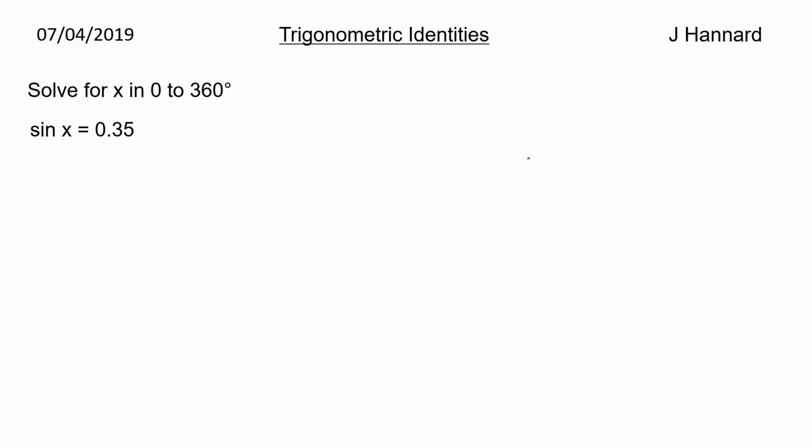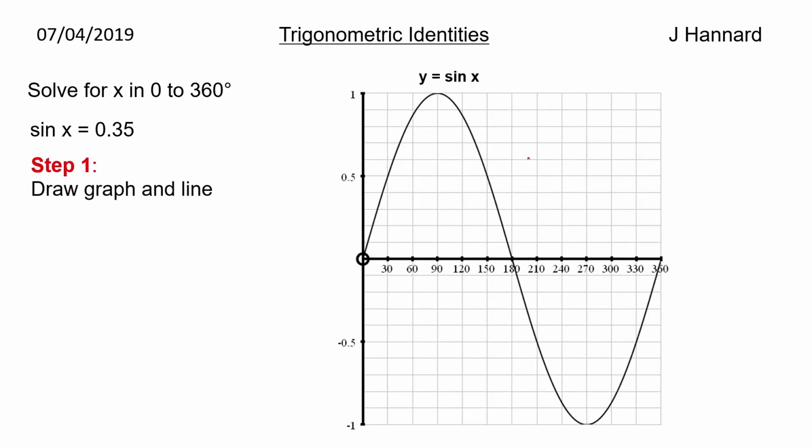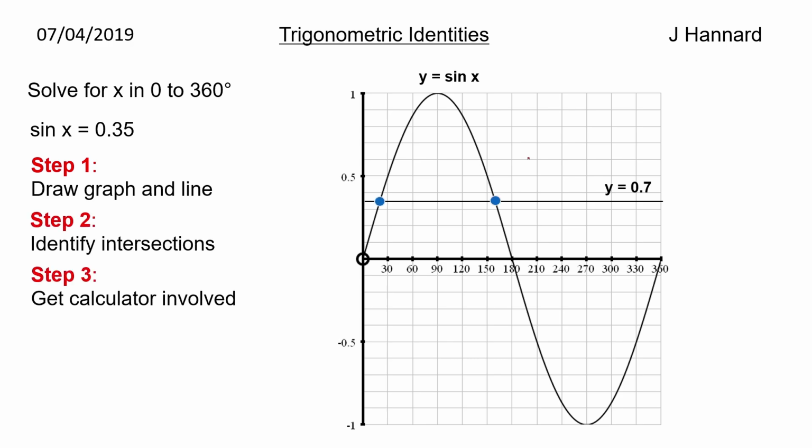So, solve for x in the range 0 to 360, sine x equals 0.35. Draw the line and the graph. So we know that y equals sine x is that. We then draw a line across, y equals 0.35 this time. Sorry, that's a typo there. Identify the intersection points. We get the calculator involved.